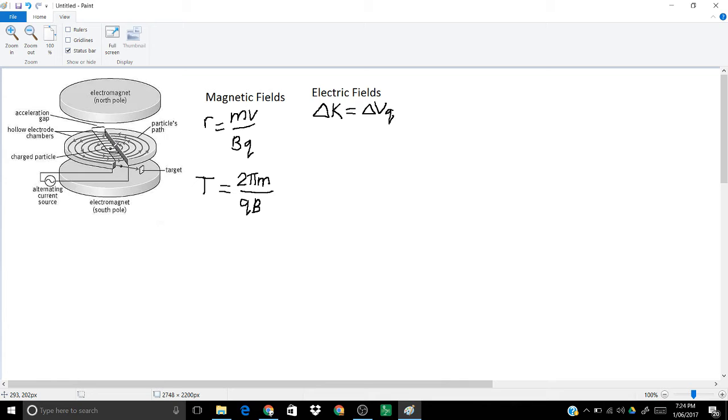Now, period also has a relationship with frequency. So we're talking about this alternating current. Just think about that. Okay, well, frequency.